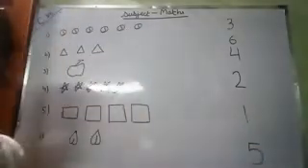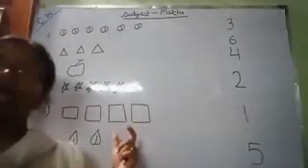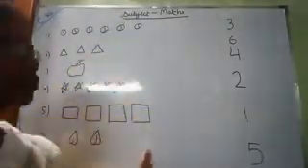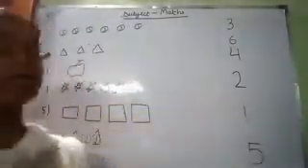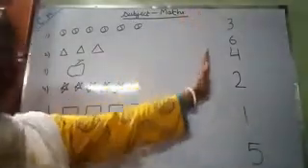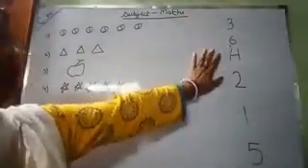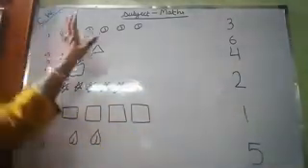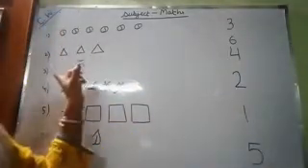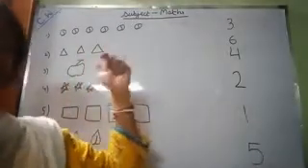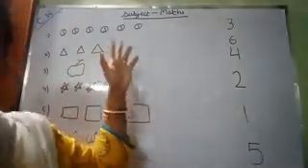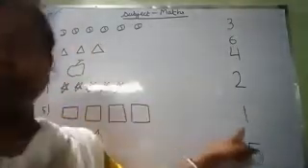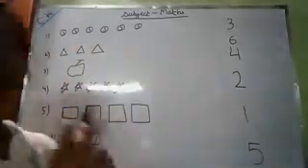Here we have to match these pictures with the numbers. Here one side numbers are given: 3, 6, 4, 2, 1, 5, and one side pictures are given. You have to count these pictures. You know how to count this. You have to just count it and we have to match. Match means I will show you how to match the things.